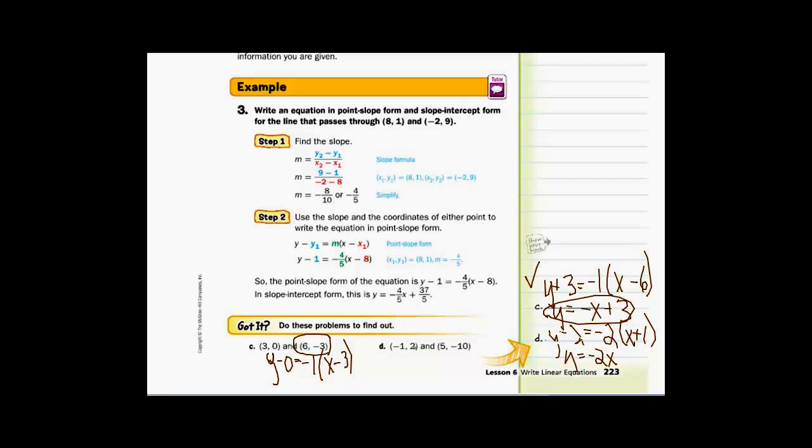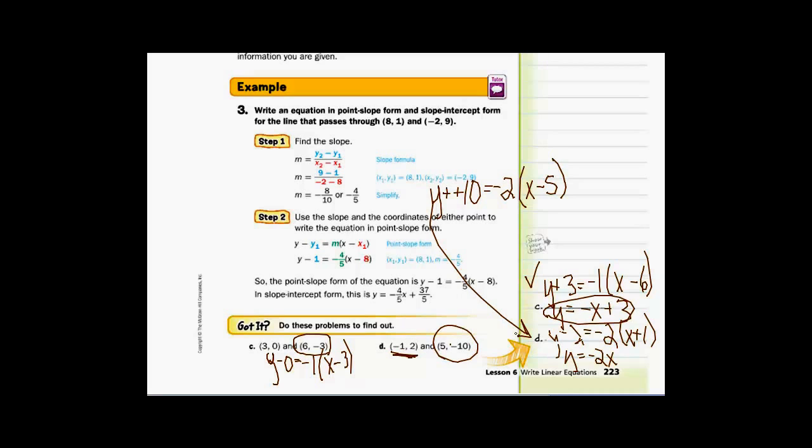Same way with this one. On D, they did y minus 2, so obviously they used this one. Let's say you decided to pick this one. Then your answer for point-slope would be different. Yours would say y minus a minus 10, so that would have to be a plus: y plus 10 equals, slope would still be negative 2, parentheses, x minus 5. So that's your alternative to this point slope.